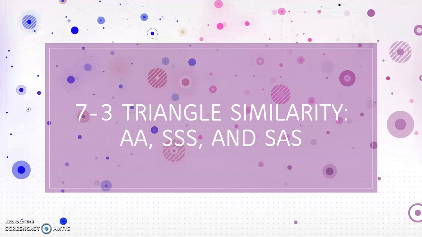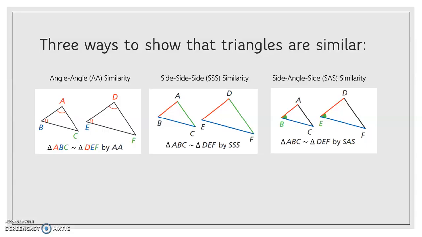Hi everyone, and welcome to lesson 7-3, triangle similarity: angle-angle, side-side-side, and side-angle-side. These are the three shortcuts that we have to showing that two triangles are similar. So let's take a look.